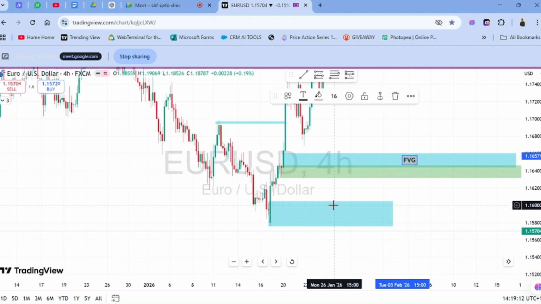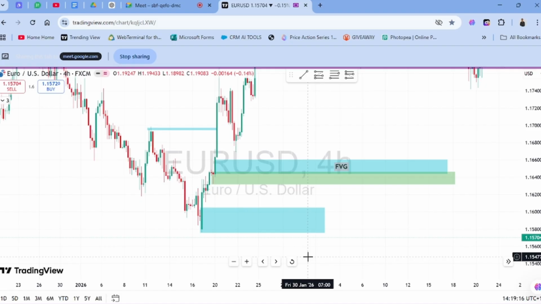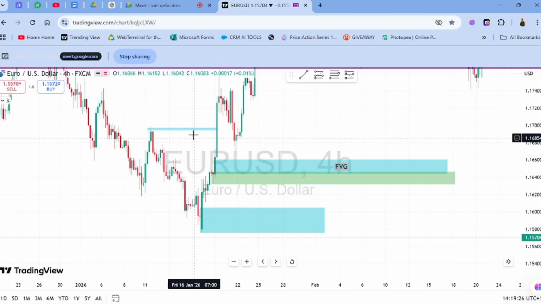FVG, right? That is the gap. An FVG is a gap created between three candles. Between the three candles, when you notice a gap, it is an FVG. All right, this is an FVG. This is a demand level. A demand level is only a demand level when it leads to a break of structure. This was the previous structure that was broken, right?